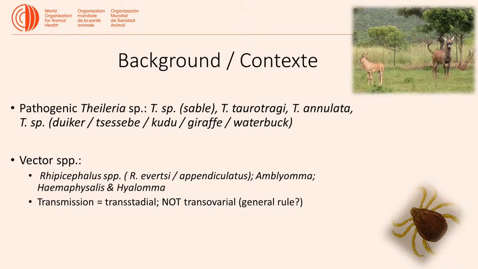The transmission between the ticks is transstadial, not transovarial. And it's around this principle. As a student, nobody really explained it to me. But this principle is the principle by which we essentially banished East Coast fever and corridor disease throughout the major cattle-producing parts of South Africa, based on this fact. I'll explain to you later a bit why. Transplacental transmission between the dam, the mother, and the calf is very low, but it's something to take note of because it can happen without the vector being there.